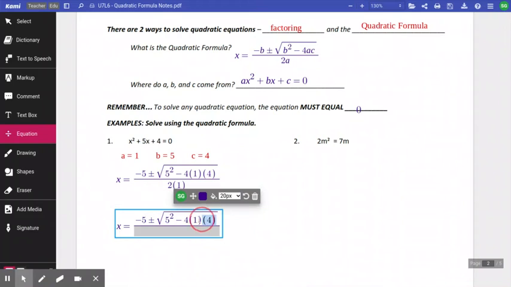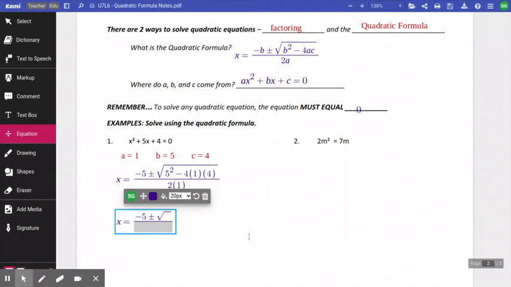Okay, so after my square root, I want to simplify as much as I can. So instead of that 5 squared, I can say, well, 5 squared is 5 times 5. That's 25. And then after that, I've got -4 times 1 times 4. Well, 4 times 1 is 4. And 4 times 4 is 16. So we get 25 minus 16 all over. It says 2 times 1, but we can go ahead and multiply that too. 2 times 1 is 2.